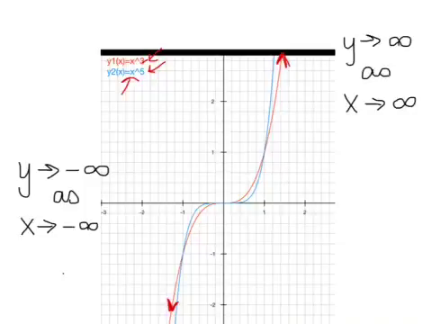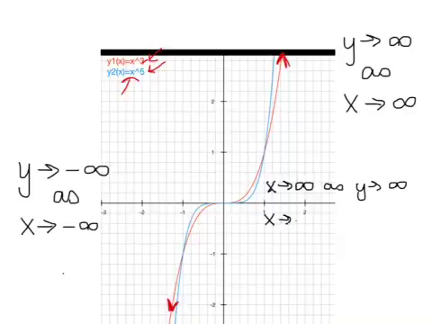And you could see this written backwards as well. It just depends on which textbook you're using. So they could say x is approaching positive infinity as y is approaching positive infinity, as x is approaching negative infinity, as y is approaching negative infinity.